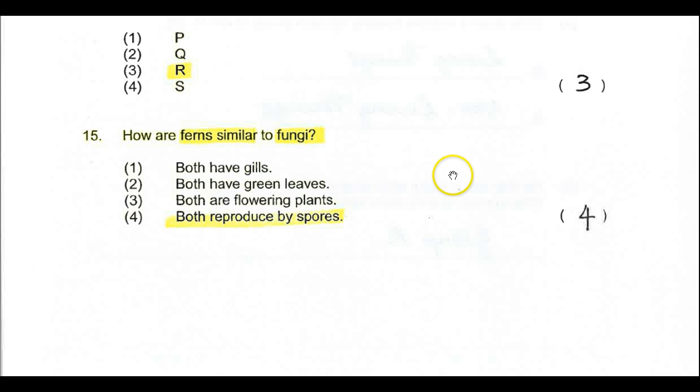Now, how are ferns similar to fungi? Ferns are non-flowering plants. Fungi could be mold, could be mushrooms. Both have gills? Not true, only fungi have. And both have green leaves? Nope, fungi don't. And flowering, not true at all. So the common feature is both reproduce by spores.